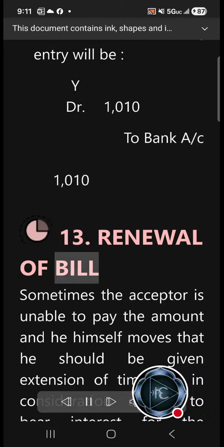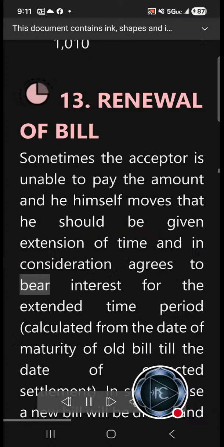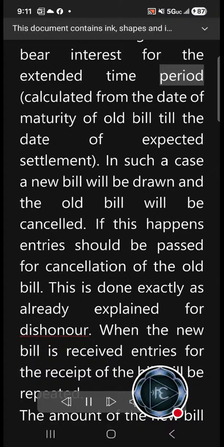13. Renewal of bill. Sometimes the acceptor is unable to pay the amount, and he himself moves that he should be given an extension of time, and in consideration agrees to bear interest for the extended time period, calculated from the date of maturity of the old bill till the date of expected settlement. In such a case, a new bill will be drawn and the old bill will be canceled. If this happens, entries should be passed for cancellation of the old bill. This is done exactly as already explained for dishonor. When the new bill is received, entries for the receipt of the bill will be repeated.